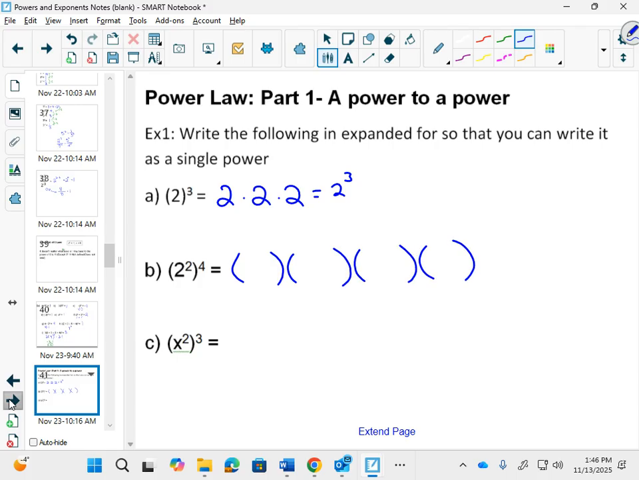What am I going to have 4 times? I'm going to have 2 squared, which is 2 times 2, 4 times. How many 2's is that altogether? 8. 8 of them.